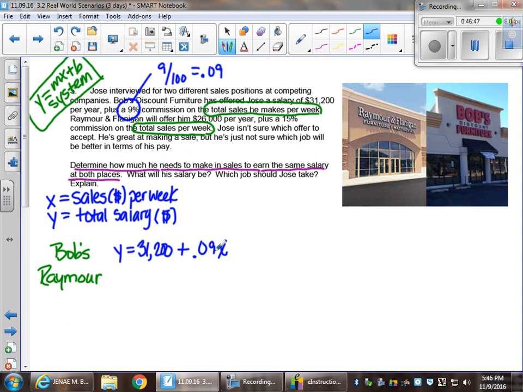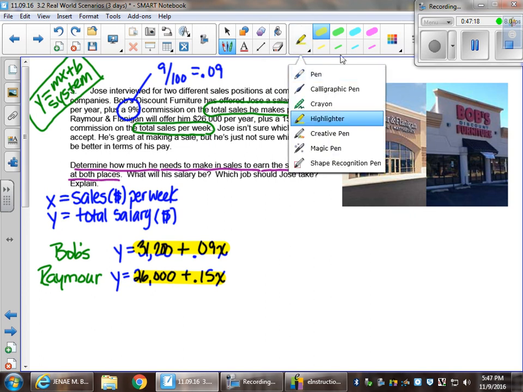How about for Raymore? Raymore and Flanagan is offering him $26,000 per year plus 15% on his total sales per week. How are we going to figure out when they're equal? Well, I have two y equals equations, and as we just discussed before, when that happens, we're going to just directly set these equivalent and solve.